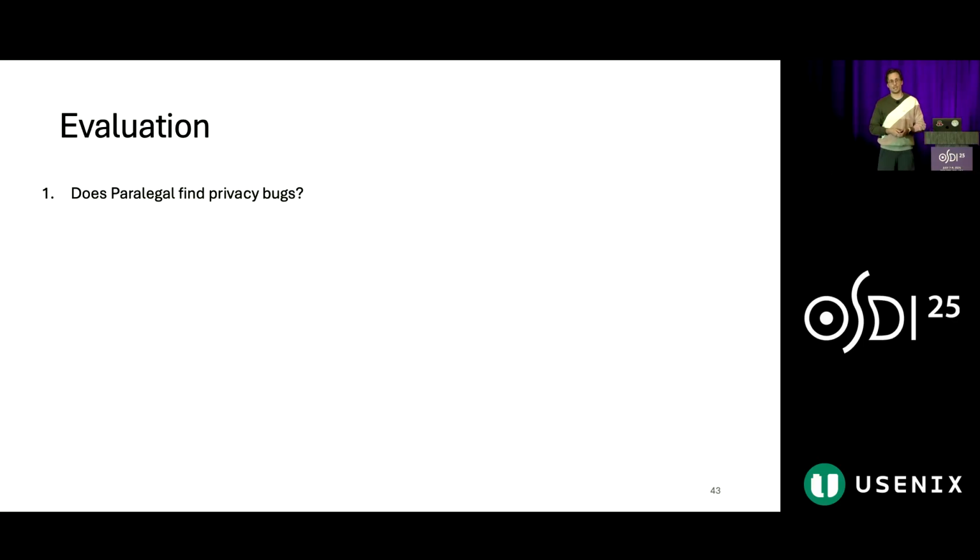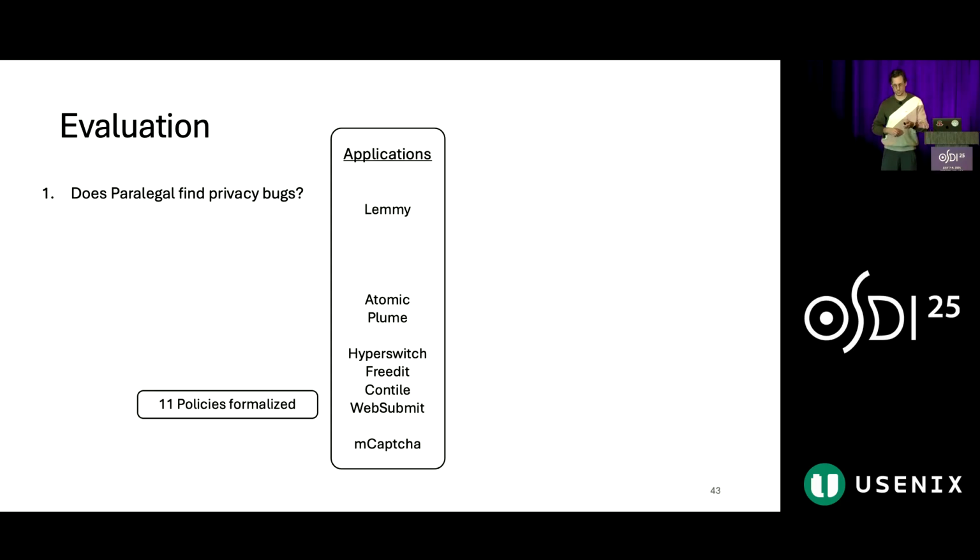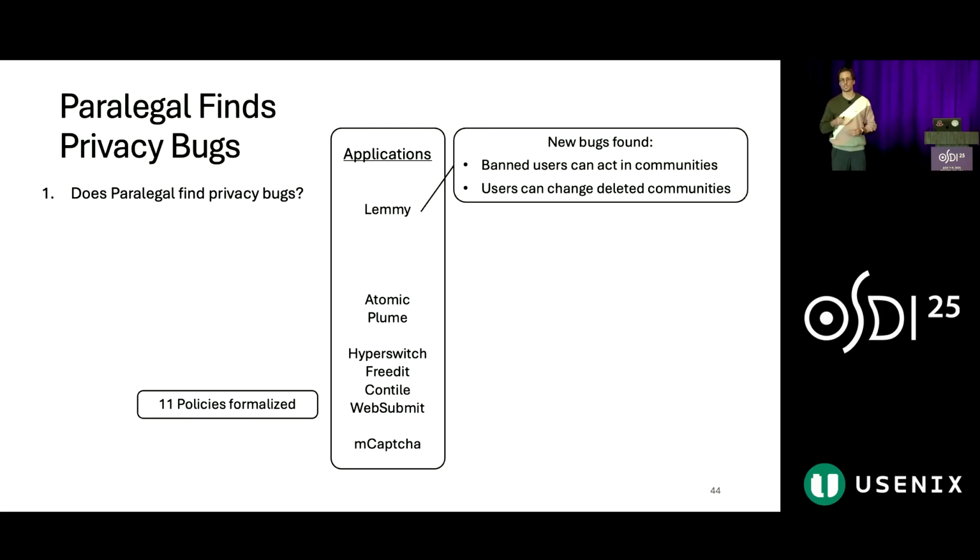And the first question you might have is, does Paralegal actually find any bugs? And for this, we looked at 8 different web applications and formalized 11 policies. These web applications cover a wide range of domains. So for example, Lemmy, which is a social media application, here Paralegal was able to find 2 new subtle bugs, one where users that had been banned from a community could still act in that community, and another where users could make changes to communities that had been marked for deletion.